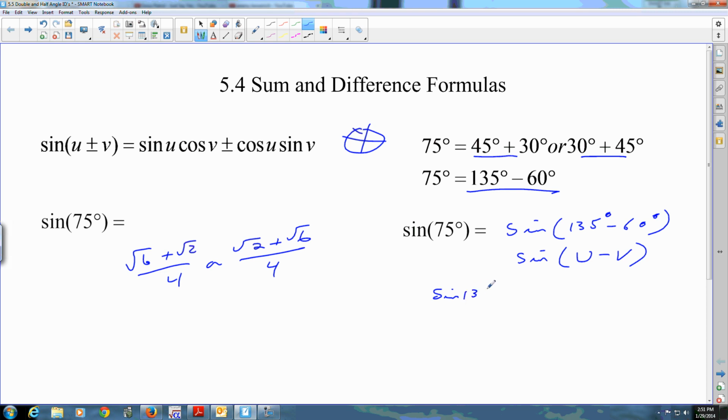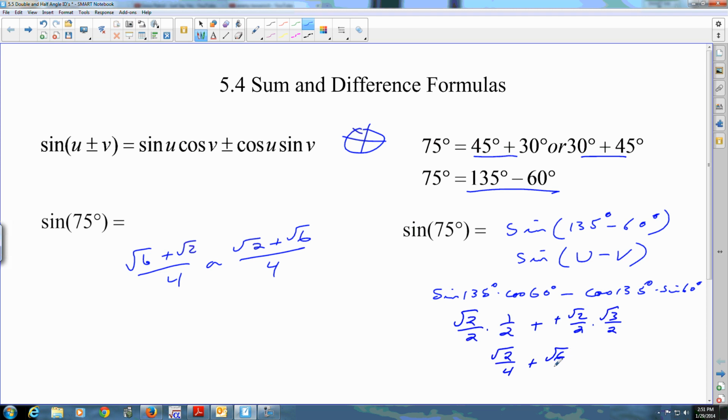Sine of 135 times cosine of 60 minus cosine of 135 times sine of 60. Okay, so again, knowing the unit circle, sine of 135 is square root of 2 over 2, that would be a half, minus, that would be negative square root of 2 over 2, times sine of 60 is square root of 3 over 2. Those go plus, and you see you get square root of 2 over 4 plus square root of 6 over 4, so you get exactly the same answers.